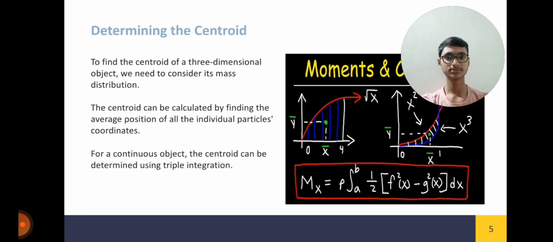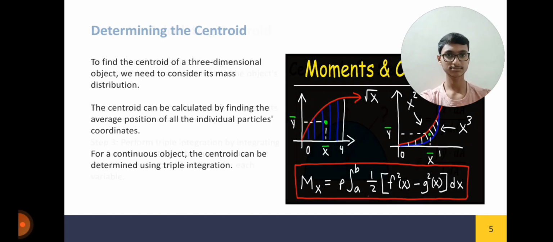Determining the centroid. To find the centroid of a three-dimensional object, we need to consider its mass distribution. The centroid can be calculated by finding the average position of all the individual particles' coordinates. For a continuous object, the centroid can be determined using triple integration. The formula for the centroid using triple integration is Mx equals rho into the integral with limits a and b of half into f of x whole square minus g of x whole square dx.